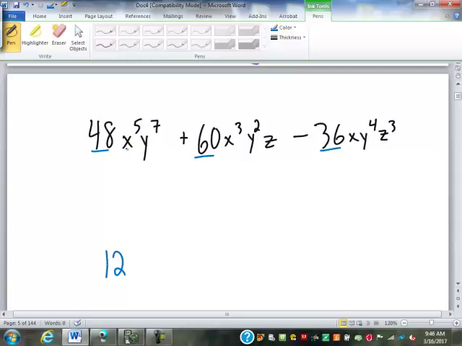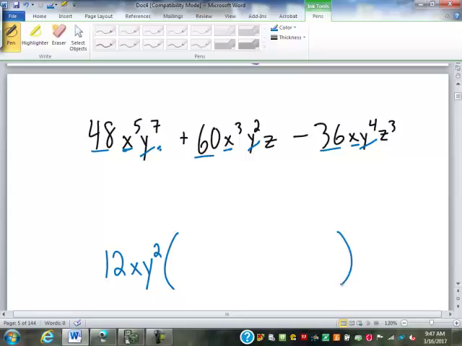For the variables, for x, we got x to the fifth, x to the third, and x. The smallest power is just the x. For y, we've got y to the seventh, y squared, and y to the fourth. Smallest power, bless you, is the y squared. For z, well, z does not appear in this term. So z is not part of the common factor. We use the smallest power, but it has to appear in every term. So here the smallest power is non-existent. So it is not in the common factor.